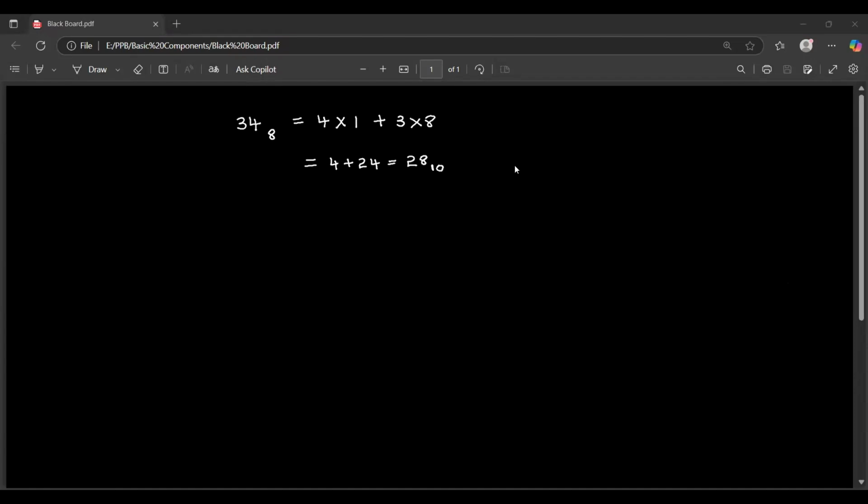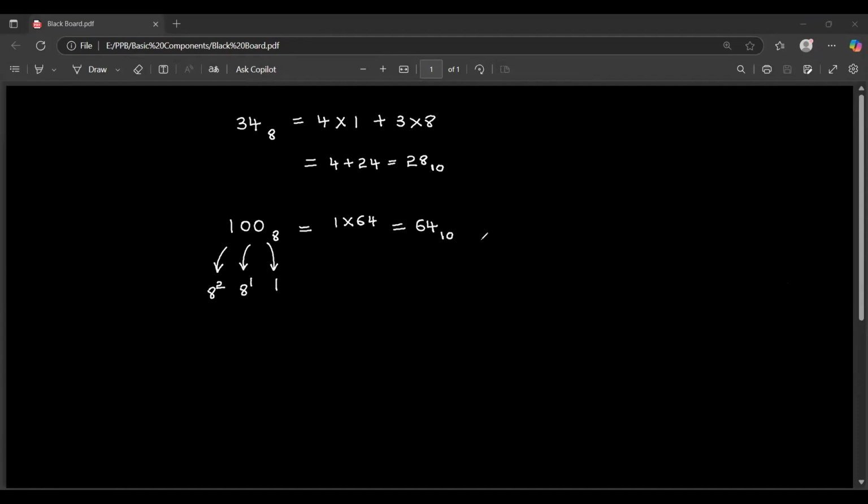Let's try a bigger question, like 100 to the base 8. Since we have 0 here, we don't have to multiply it by 1. Similarly, since we have 0 here, even if we multiply it by 8, the answer will be 0. Then we will have 64. Why? This is 8 to the power 2. So 8 into 8 is equal to 64. So it will be 1 into 64. Why is it 1? Because the digit is 1. So the final answer will be 64 to the base 10. This is how you have to do this.